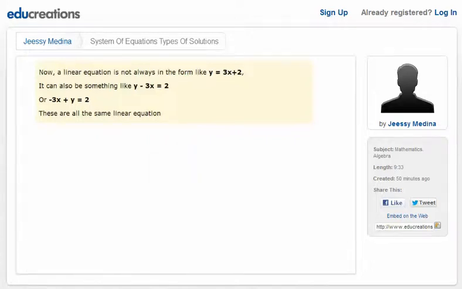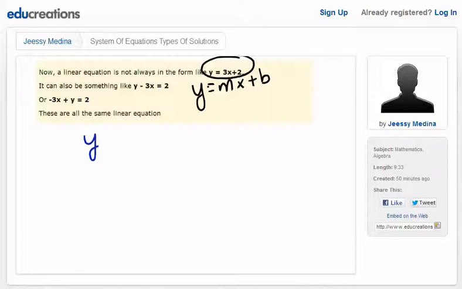Alright, this lesson right here is going to continue on the linear systems. Now, we know that a linear equation is going to be, if you're lucky, y equals mx plus b. That would be this form right here. But sometimes they're going to give it to you in a form that looks like this.